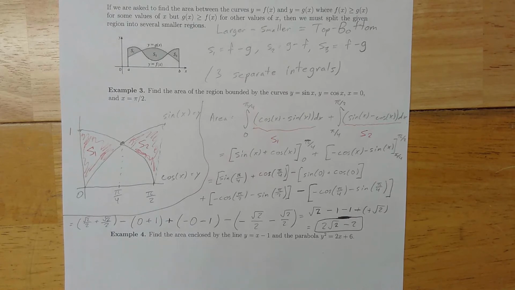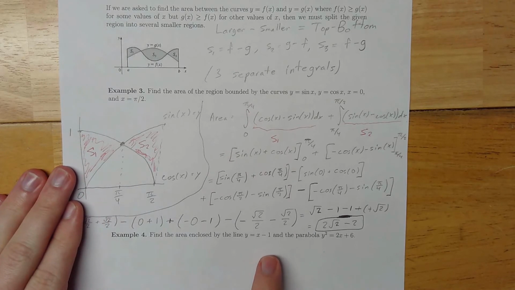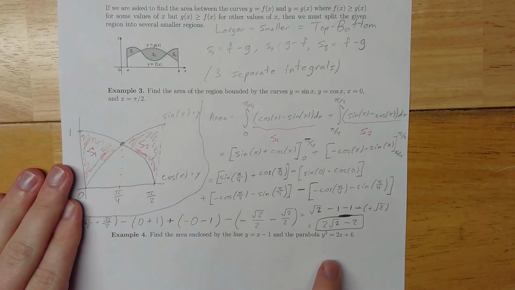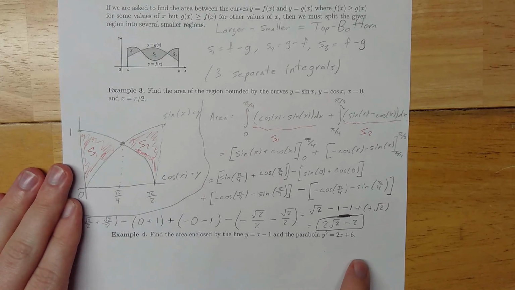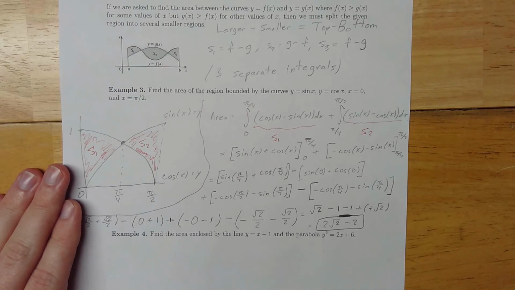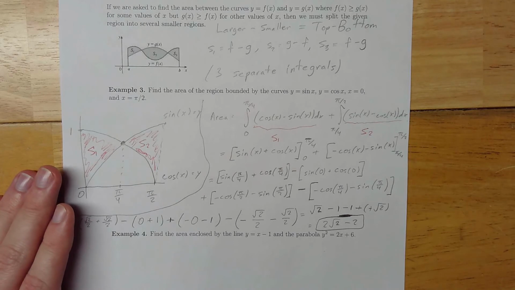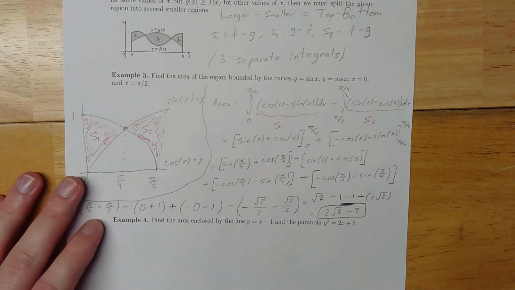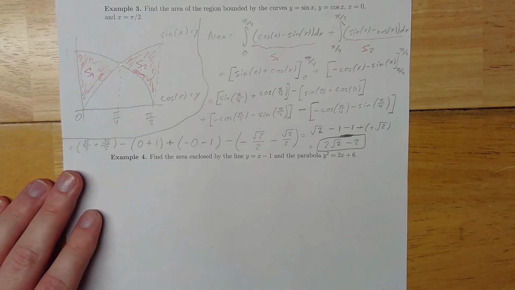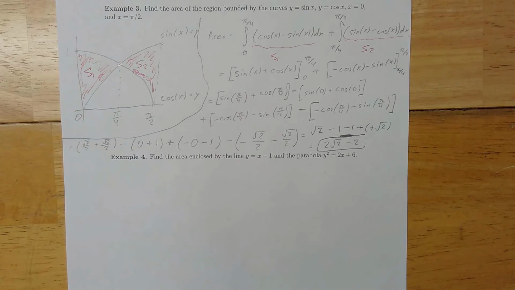All right. We want to find the area enclosed by the line y equals x minus 1 and the parabola y squared equals 2x plus 6. So here, this is a little bit tricky because we're not used to having a y squared. So how are we going to face this problem? Well, what we'll do is we'll actually look at things in terms of y and make y our variable.